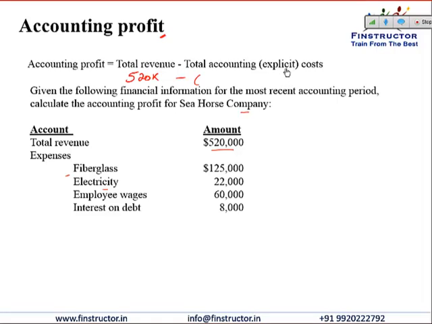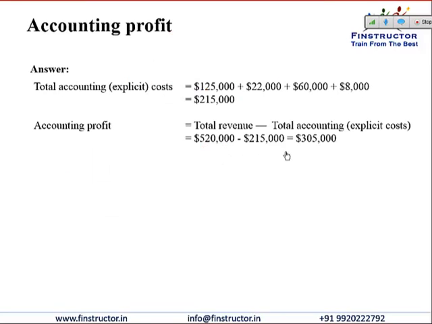How explicit is different from implicit, we'll study in the coming slides. So total explicit costs we can see is 125 plus 22 plus 60 plus 8. This difference will give us the accounting profit. So please verify. The accounting profit will come out to be $305,000, and this is the profit that we've studied hitherto, or the conventional profit as such.